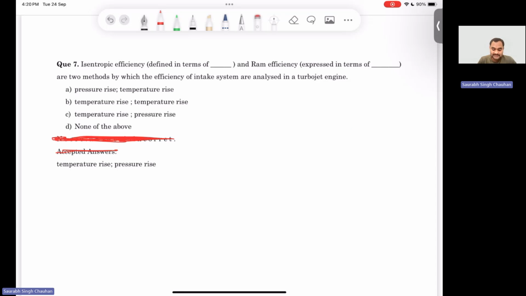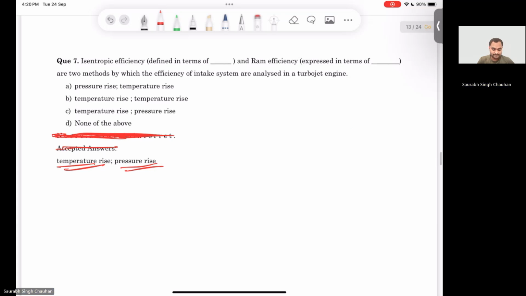So these are two methods by which the efficiency of the intake system is analyzed in a turbojet engine. So the answer is given that isentropic efficiency is defined in terms of temperature rise, and ram efficiency is expressed in terms of pressure rise. And these efficiencies are a representation of how well the intake system is working. Okay, so these are the methods by which the efficiency of the intake system in the case of a turbojet engine is analyzed.